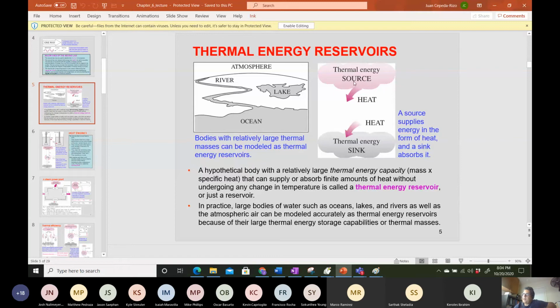So a source would be where we're grabbing the heat, the energy from. What I show you here, the atmosphere, river, lake, and ocean, they're all sinks. We don't grab energy from these. We don't do cryogenic type of energy conversion. So these are just sinks. We get our heat sources from something like a boiler or a gas engine, and those are the thermal energy sources. But those are your sinks here, usually your cold sinks.